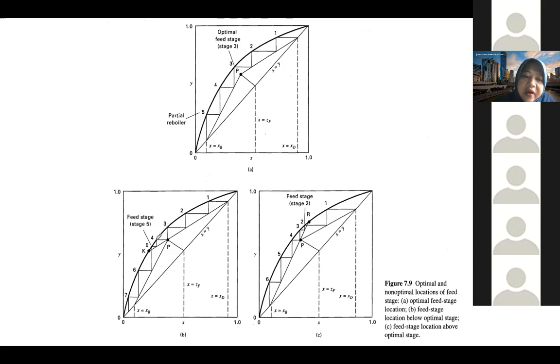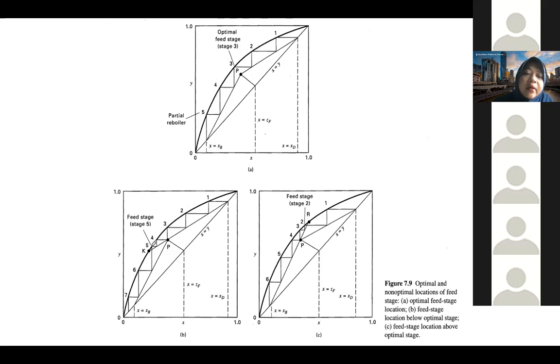After stage 5, it doesn't go to the stripping column. It still follows the enriching section. This is the enriching section, stage 1, stage 2, stage 3. There is still no feed, so we still go to the enriching section, stage 4, stage 5, and then we see the feed. So in stage 5, there is the feed.